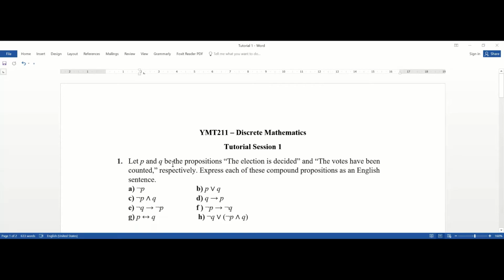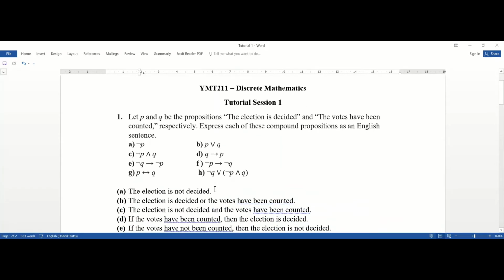Let P and Q be the propositions, the election is decided and the votes have been counted, respectively. So P is the election is decided, Q is the votes have been counted. Now what is requested? Express each of these compound propositions as an English sentence. In order for us to express these compound propositions, we need to understand the meaning of the given proposition, whether it is compound or not. All these are compound because each of them is composed of not P, for example, or not Q, or whatever.